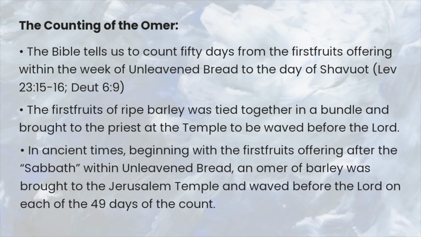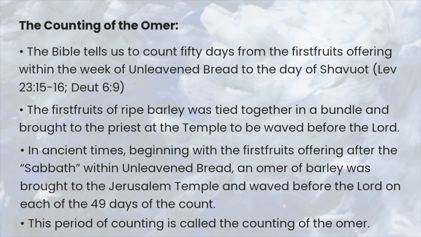In ancient times, beginning with the first fruits offering after the Sabbath within unleavened bread, an omer of barley was brought to the Jerusalem temple and waved before the Lord on each of the 49 days of the count. Traditionally, this period of counting is called the counting of the Omer.